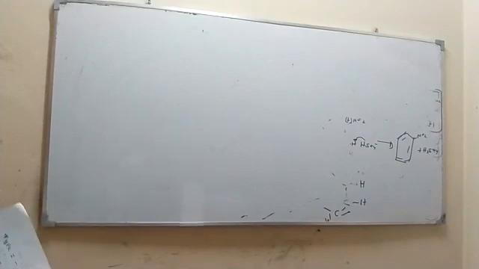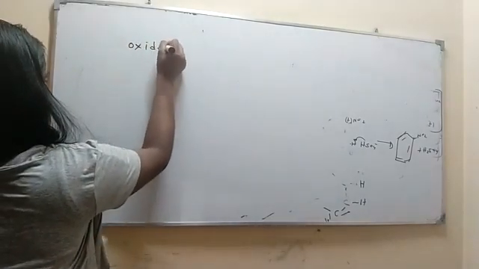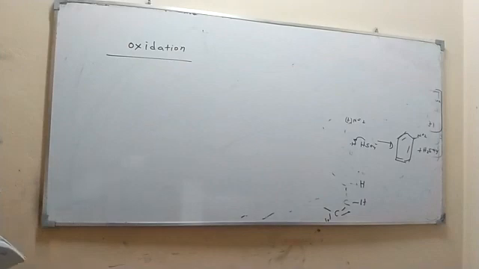Okay. Next, put the heading oxidation. And write down under that: to oxidize, at least one hydrogen should be present with an sp3 hybridized carbon which is directly bonded with the benzene ring.